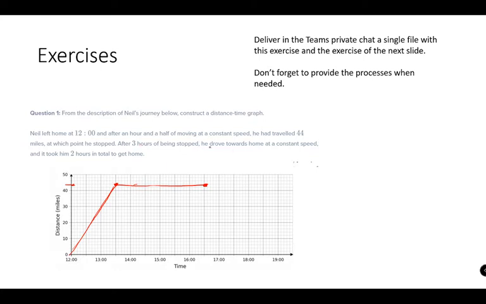After that, he drove at a constant speed. And it took him 2 hours in total to get home. So 2 hours after that, he is at 4.5, sorry. 2 hours after that, here, look, 1 hour, 2 hours. He went back home. So from this point, he went back. And this is the graph of the point 1.